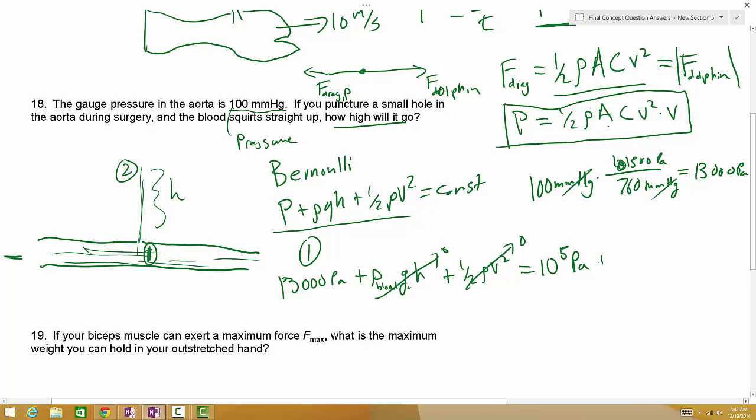And that is plus rho g h. Now, this is the height that we're looking for. And then plus 1/2 rho v squared. But up at the top where it's stopped, v is 0, so this goes to 0. And then we have everything we need to calculate h here, because we have the density of blood, we have g, and we have the pressures.